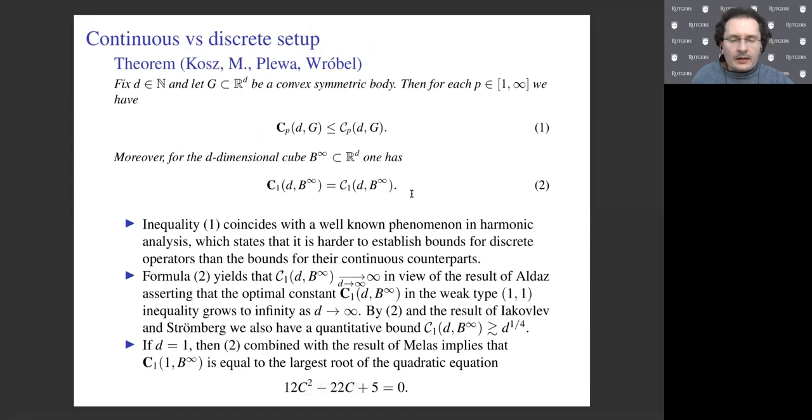about what happens if we consider the optimal constant in the Hardy-Littlewood maximal operator in the discrete setup and in the continuous setup. It turns out that the continuous optimal constant from the Hardy-Littlewood inequality for all convex symmetric bodies and for all p's between 1 and infinity, including endpoints, is controlled by the optimal constant from the discrete Hardy-Littlewood maximal inequality. For p equal 1, of course, this corresponds to the optimal constant in the weak type 1-1 estimate.